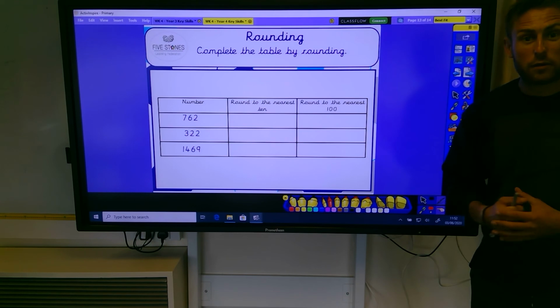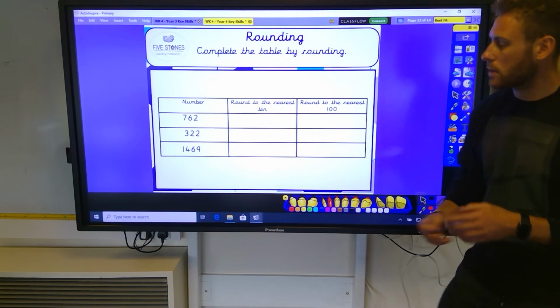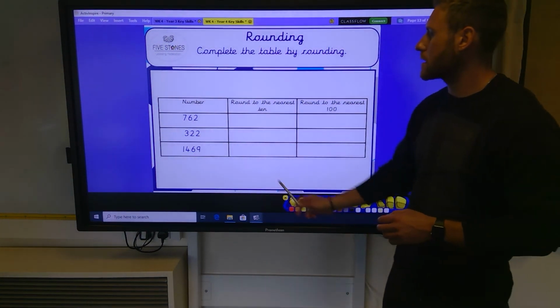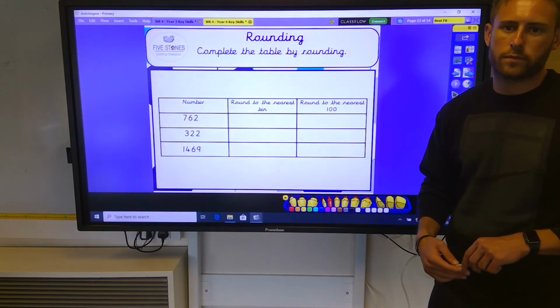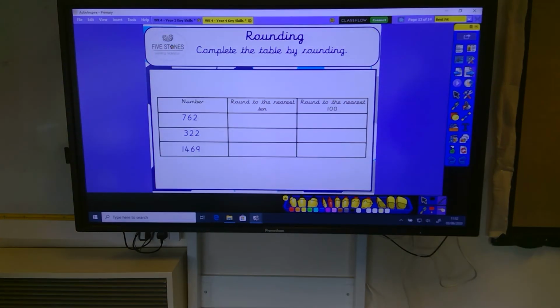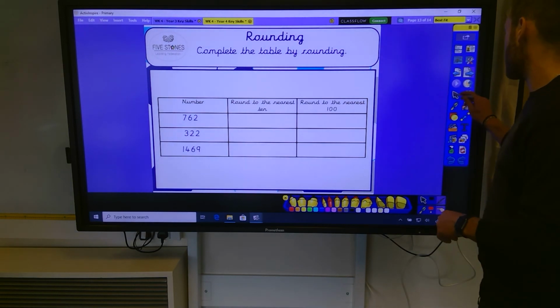Great. So now we've had a practice with rounding to the nearest multiple of 10 and 100. You are going to complete my table by rounding this number here to the nearest 10, but also the nearest multiple of 100. Okay, off you go. Pause the video to give yourself more time.